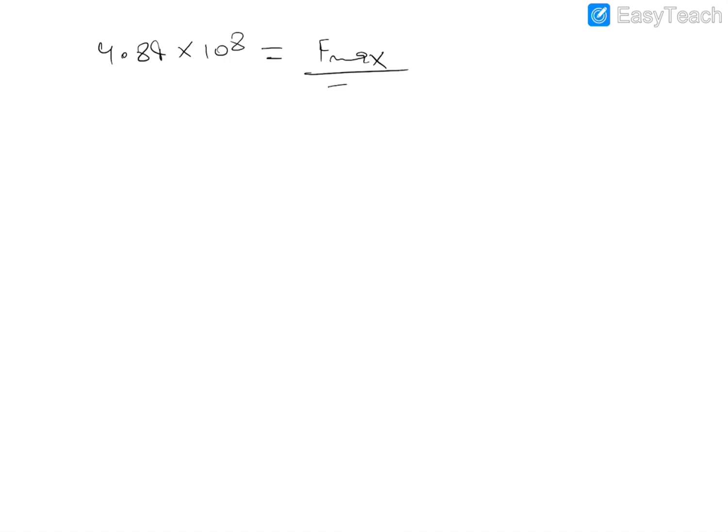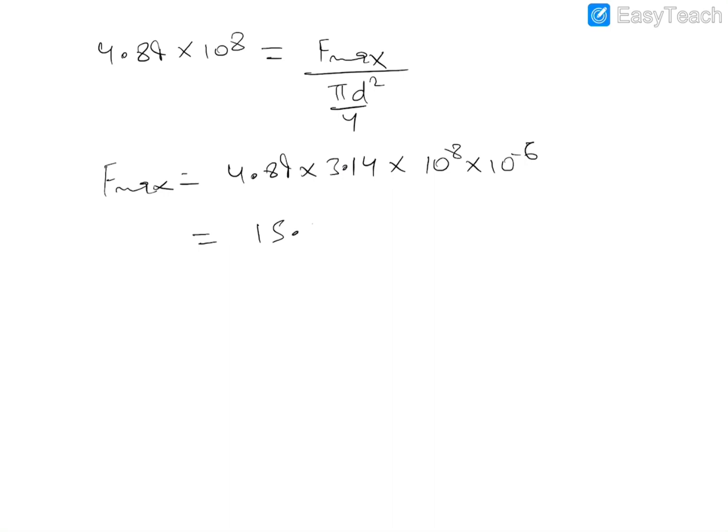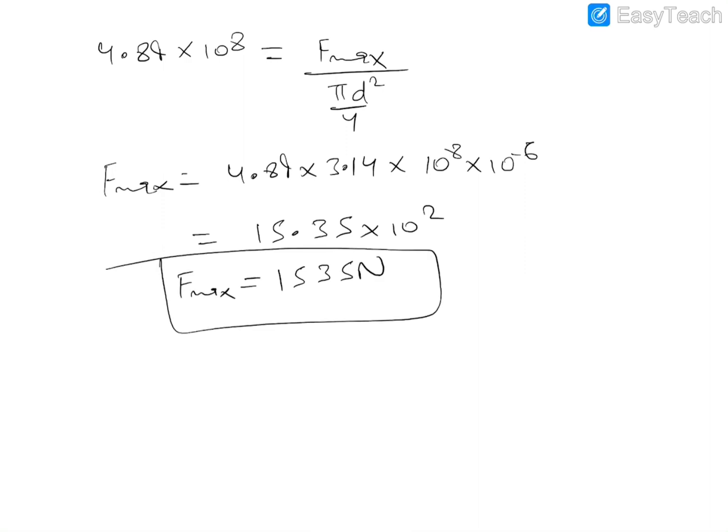Now again area is pi d square by 4. So F max will be equal to 4.89 into 3.14 into 10 raised to power 8 and into 10 raised to power minus 6. So this is equal to 4.89 into 3.14, this is 15.35 into 10 raised to power 2. So this is 1535 newtons. So this is the maximum force it can bear without breaking. Now we move on to the next question.